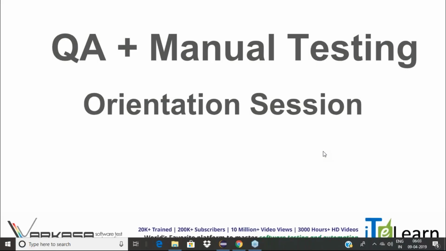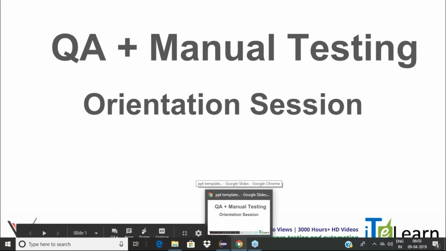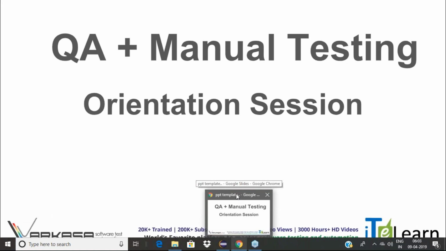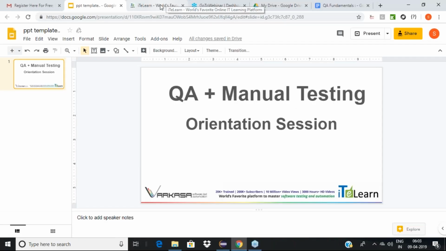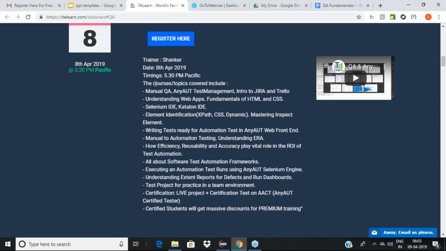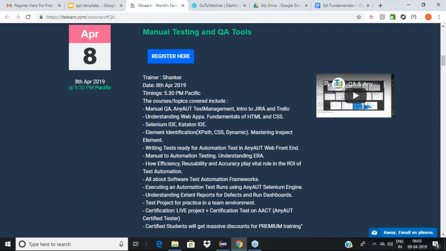All right, so team, welcome to the QA plus manual testing orientation session. I know you have been given an introduction to the different programs that we handle, level 0, level 1, which are explained by Karthik in multiple videos. So this is part of the level 0 program, which covers manual testing and the QA tools.